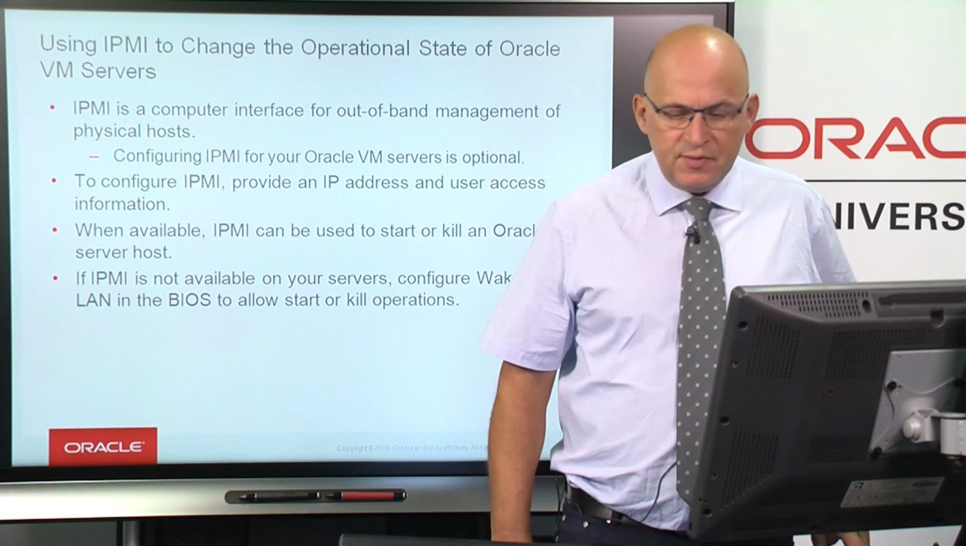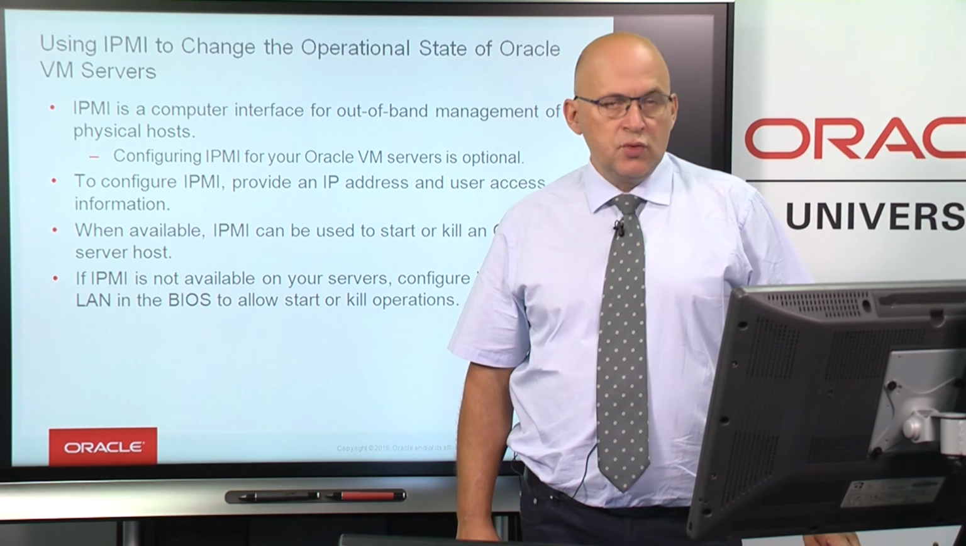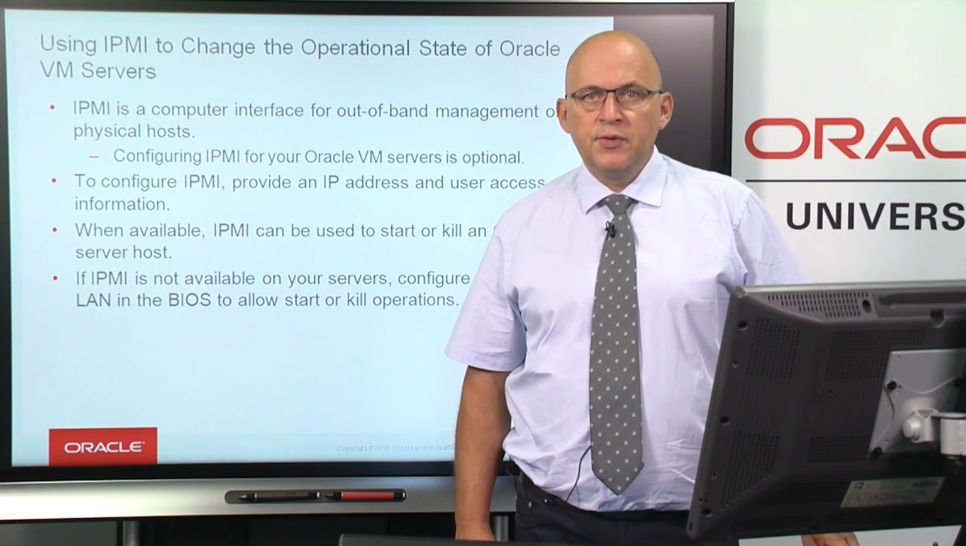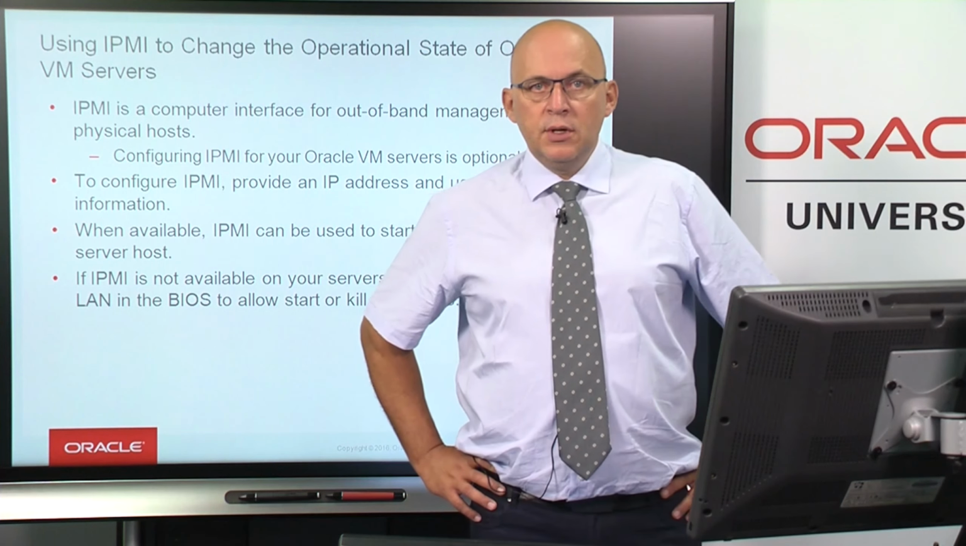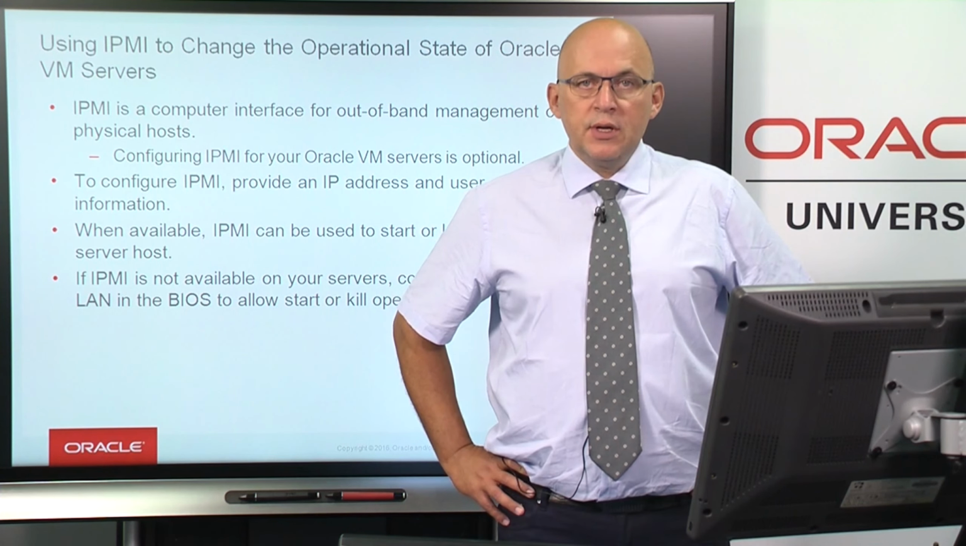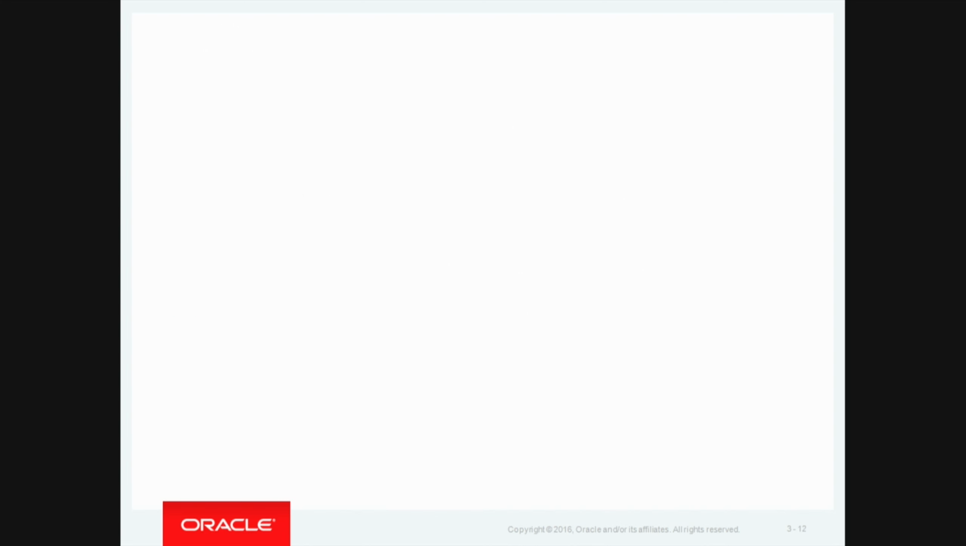In case you have a specific IPMI interface, okay, then you should configure this with a particular IP address and user access information. And in this case, the Oracle VM server will use this information to kill the server host. Otherwise, if this interface is not available, then commands will be sent to the Wake-on-LAN, which has to be configured in the BIOS, in order to start or perform the kill operations.